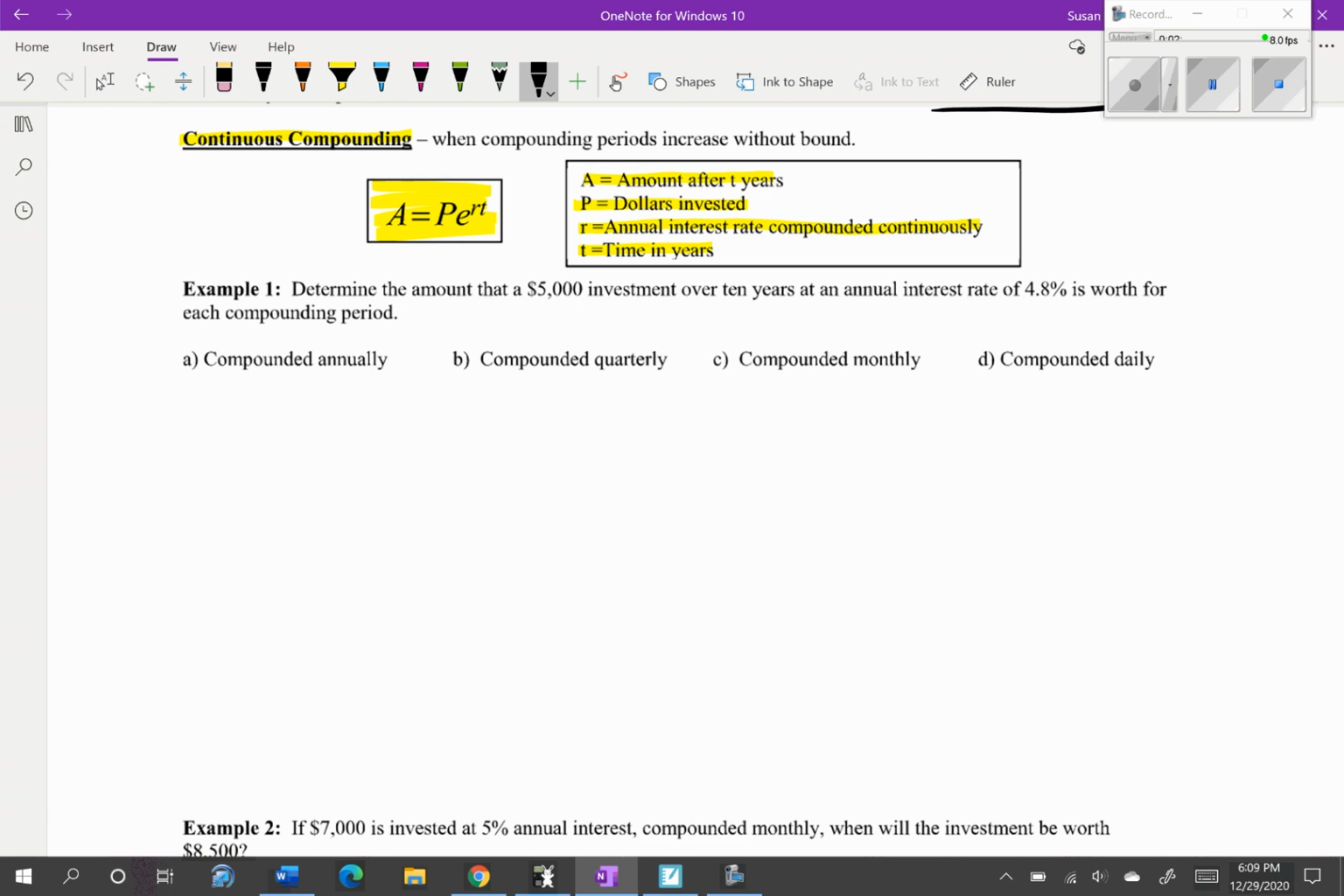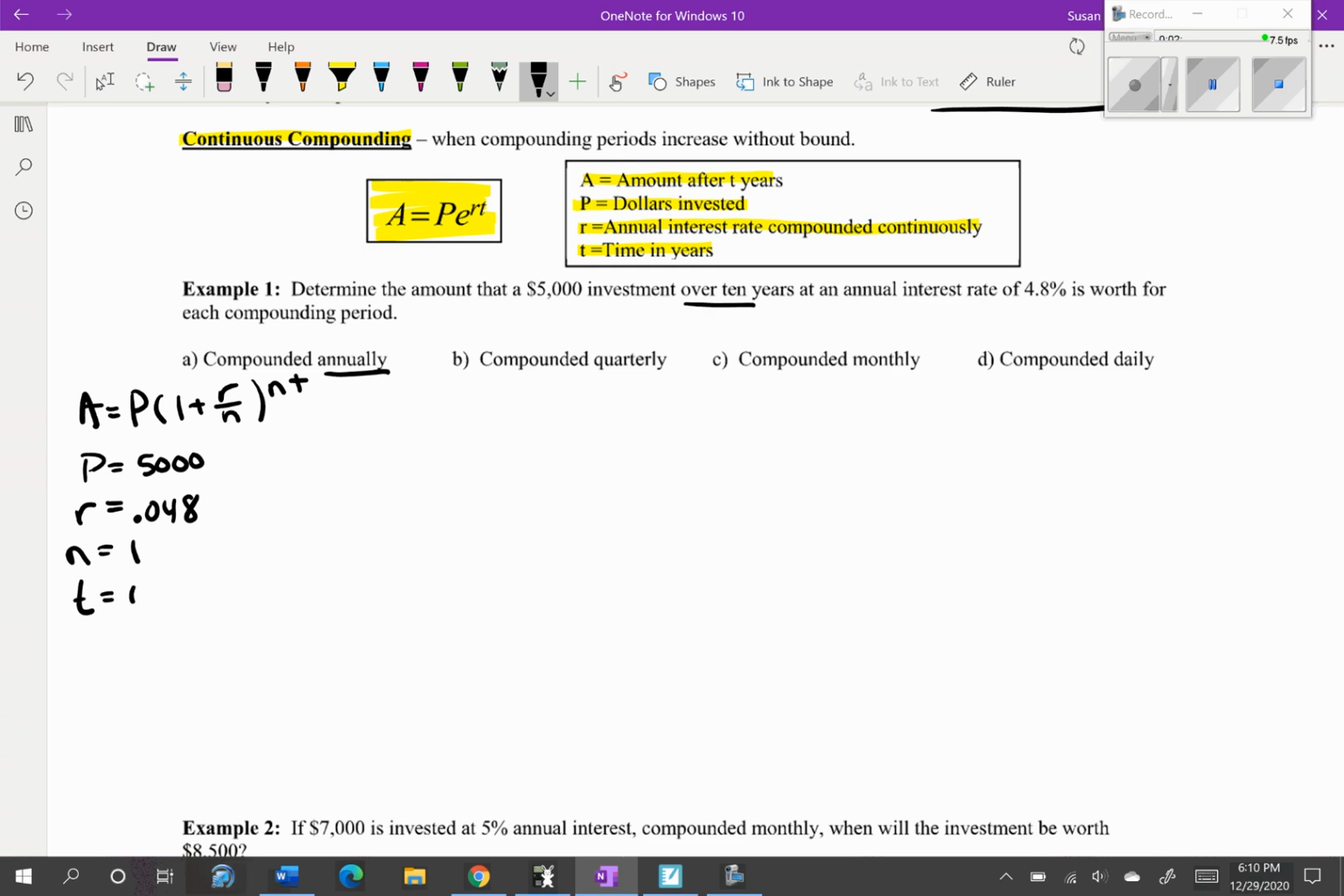So for the first one, if we're talking about compounding annually, we know we're using A is equal to P times 1 plus r over n to the nt power. So we have to figure out each of the different variables. P is our starting amount, which was $5,000. And our r value, which is the rate, was 4.8%, so as a decimal, 0.048. n is the number of times we're compounding. So in this case, n is equal to 1 since it's annually. And our time, it told us in the problem, was over 10 years. So t is equal to 10.